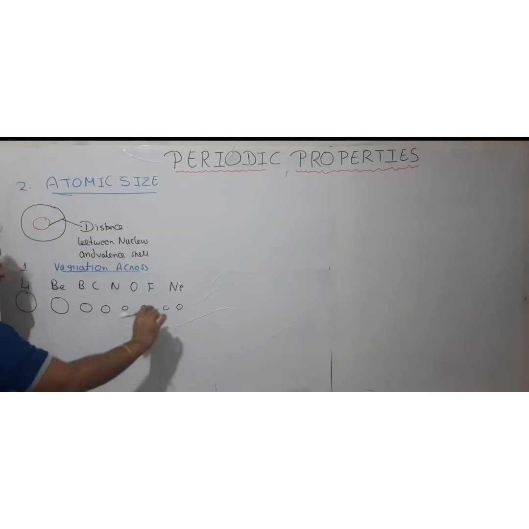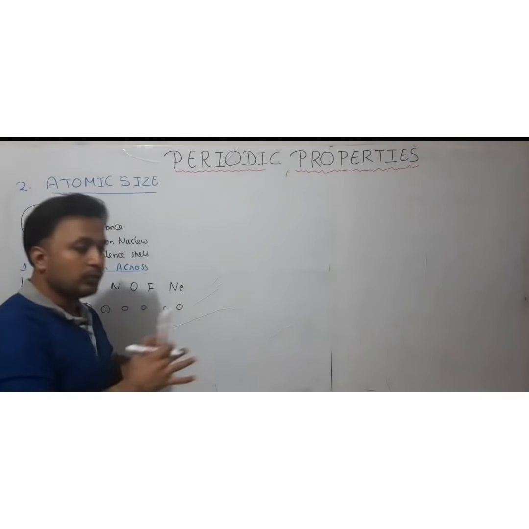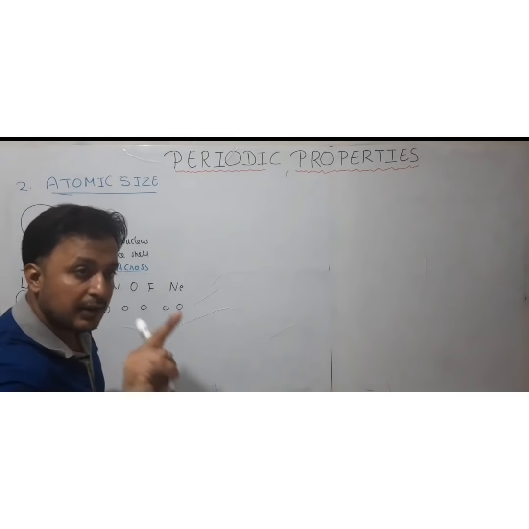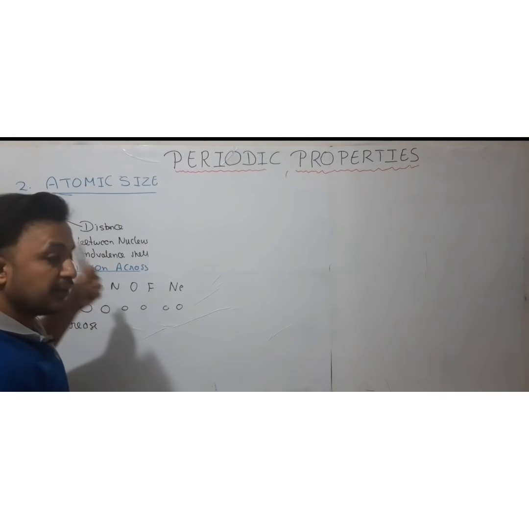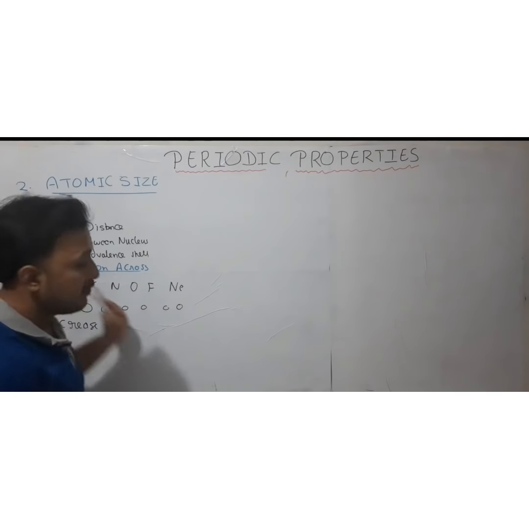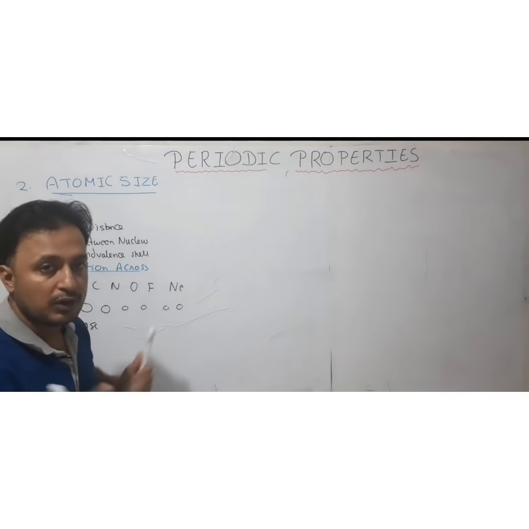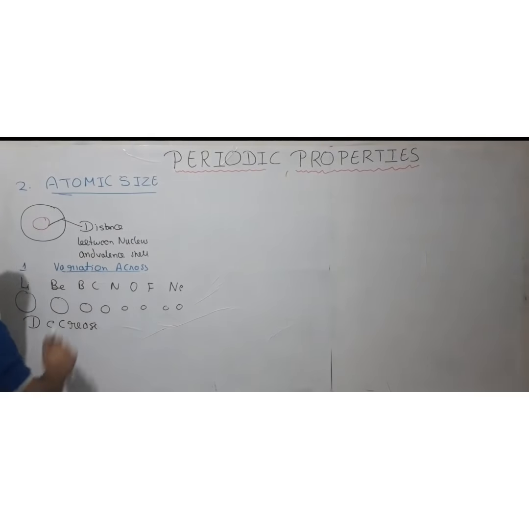The size is going to decrease because the valence shell is pulled more toward the nucleus of an atom due to greater nuclear charge. So when we move across the period, the atomic size is going to decrease because of the increase in nuclear charge. Lithium will have a greater atomic size, while neon will have the smallest atomic size. Understood? So the atomic size decreases when we move from left to right of the periodic table. That is how the atomic size varies across the period.